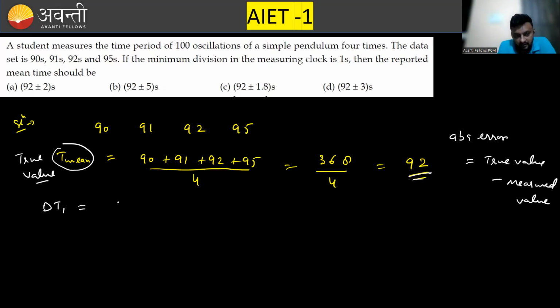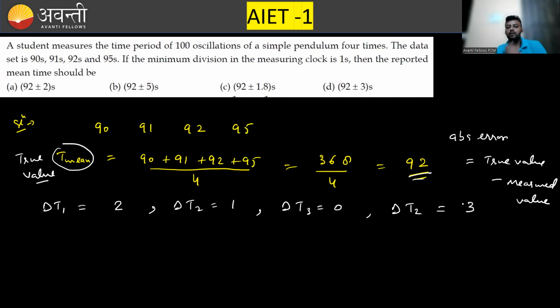So true value is 92, measured value is 90, and the absolute error is 2. Similarly, in the second measurement, error is 1. In the third measurement, error is 0. In the fourth measurement, error is negative 3. But we are not going to consider the negative sign because we are calculating mean absolute error, and in the mean absolute error, the sign is negligible. This is the absolute error.